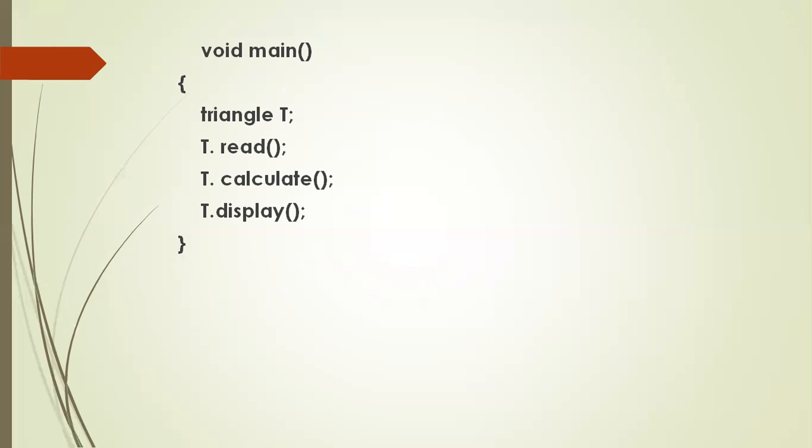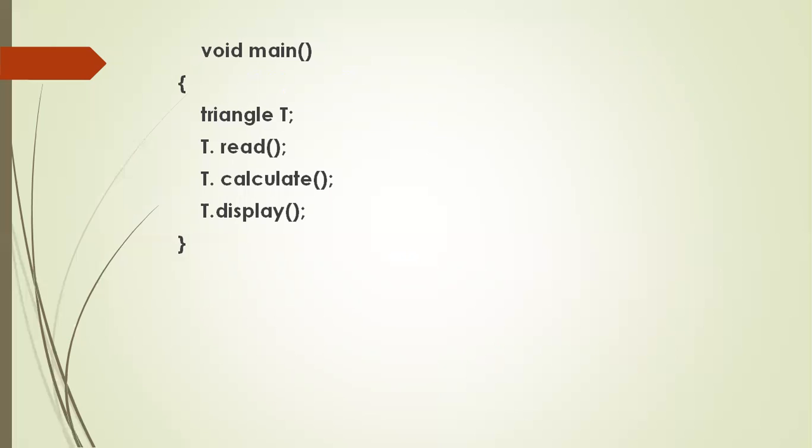Void main. Here, triangle T. So I am creating an object called T of which class? Triangle class. First you call the read function. T dot read means you have to input the values for base and height. Then when you call the function T dot calculate, it calculates the area of the triangle. The last function is T dot display.